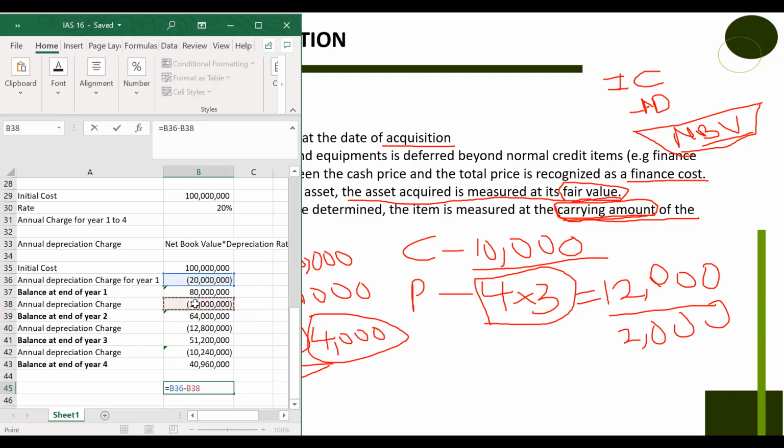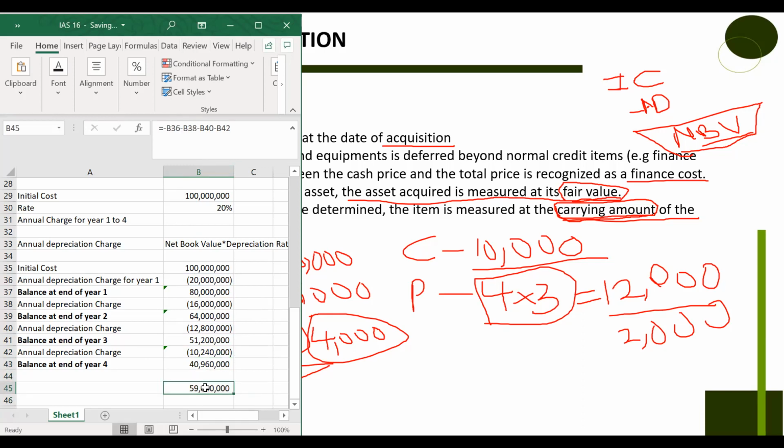In the second year, 16,000. Year, 12,800 and 10,000 for, hold on, 59,040. Can you see? Yes. If you add this and this together, it will give you 100,000.